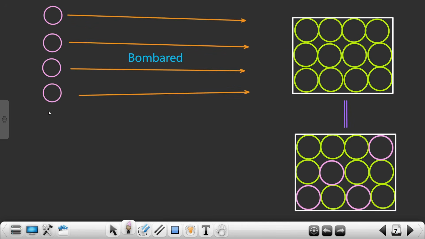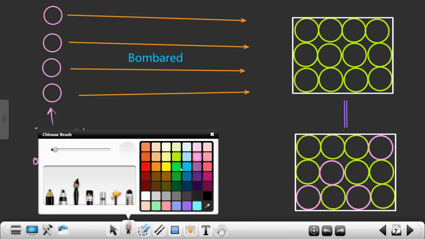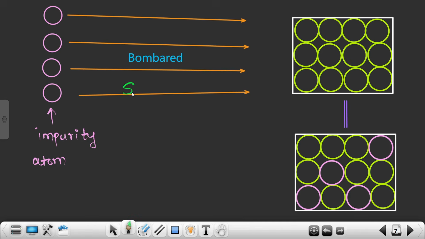So as you can see, this is my impurity ions or impurity atom, right? So what I will do, I'll just bombard them. Okay, the velocity would be quite high, right? The speed would be high. Let me just show it to you here. Speed would be very high. Okay, and when we bombard this particular atom, then what is going to happen? This atom will eject the atom of germanium, and it will take the place of that particular atom.